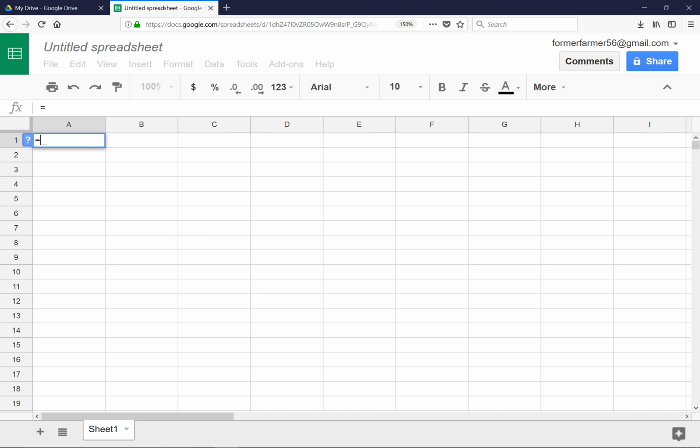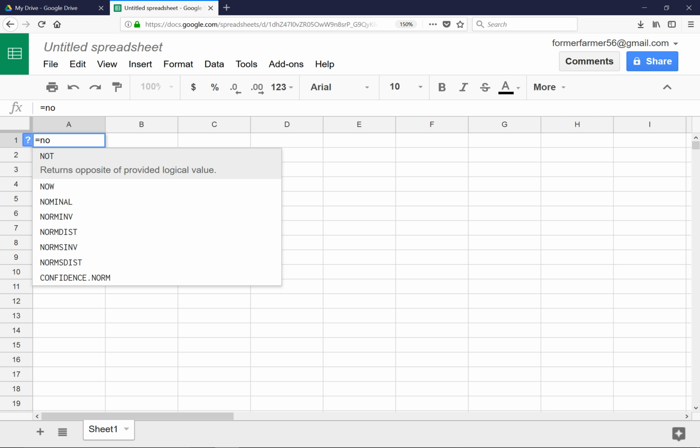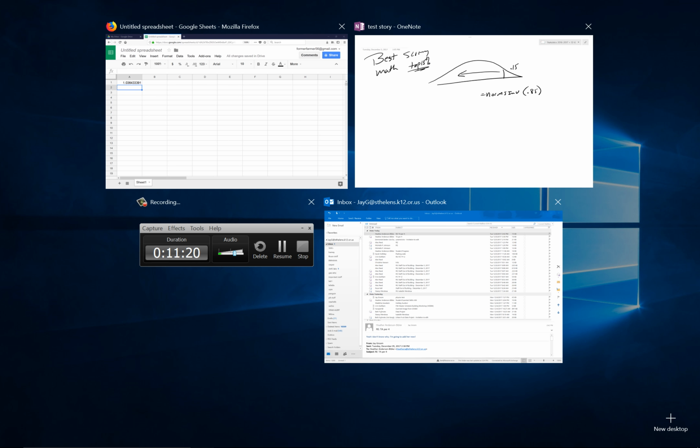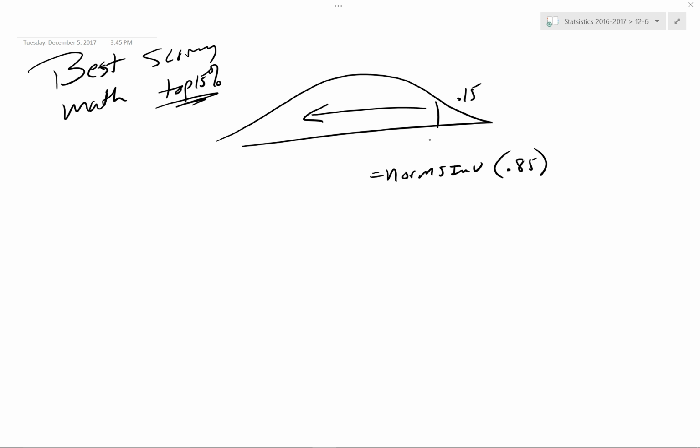No, whatever. Equals norm S inverse 0.85. Come on, Betsy. 1.036. So this is a z-score of 1.036.